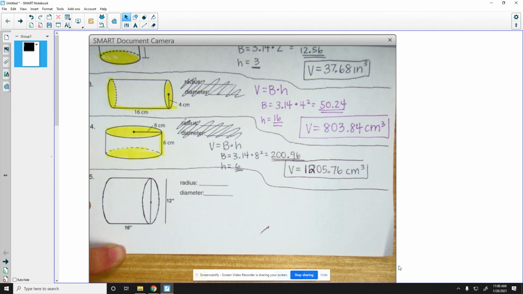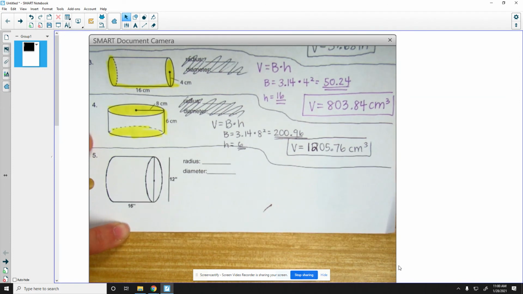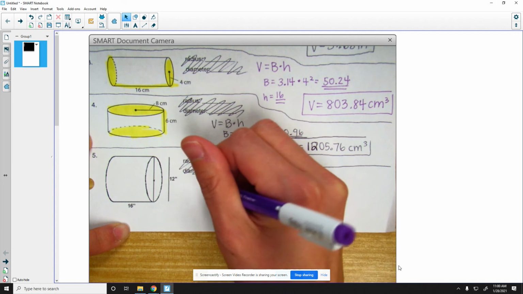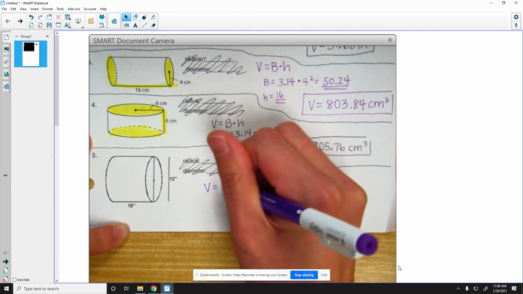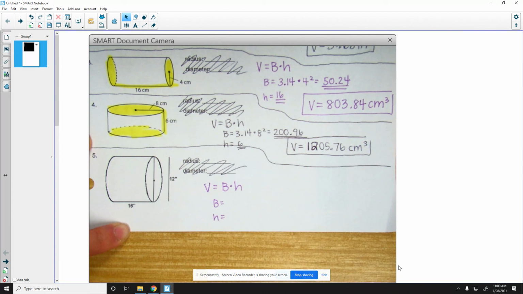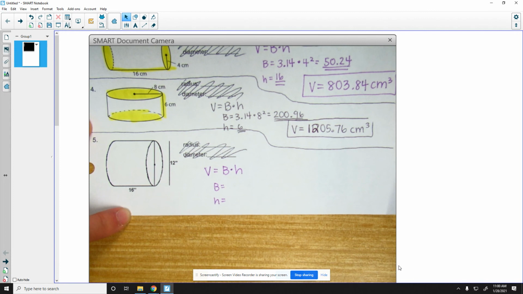Okay, couple more. I'm hoping we kind of get it, but honestly, you guys are being eerily quiet, so I honestly have no idea. Okay, let's find the volume. So volume equals capital B times H. So figure out B, figure out H, and then multiply those two numbers together. So capital B, somebody in person. What do I do? What are the numbers?